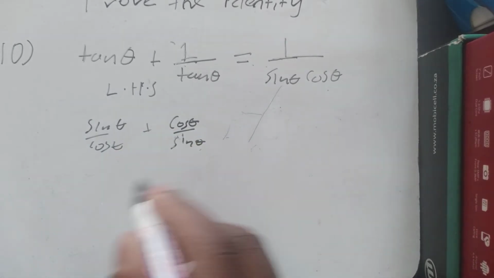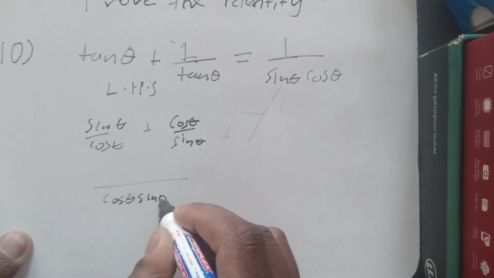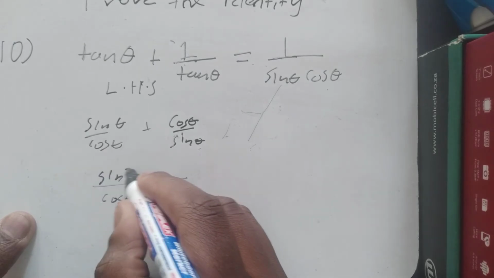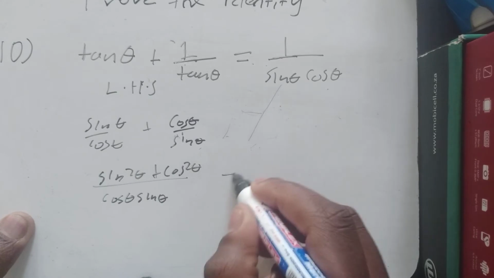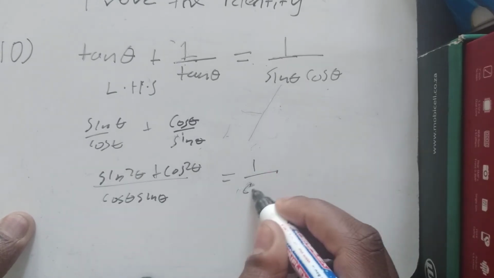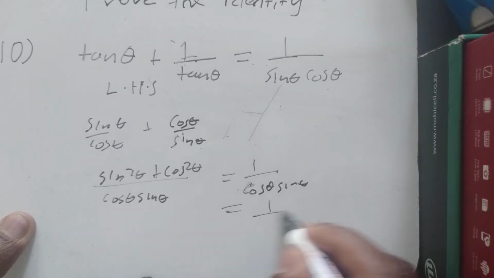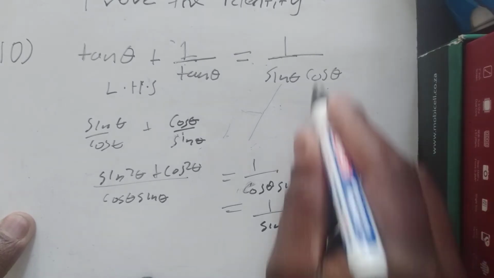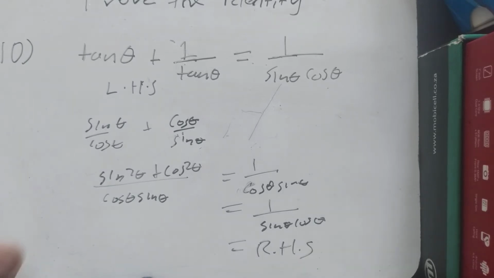It's easy now. So now this is cos theta sine theta, or you can say sine cos, up to you. Then when I cross multiply, this becomes sine squared theta plus cos squared theta, then this becomes 1 over cos theta sine theta. Of course, we can rearrange it and say 1 over sine theta cos theta, and it becomes exactly the same as the right hand side. So we have it solved.